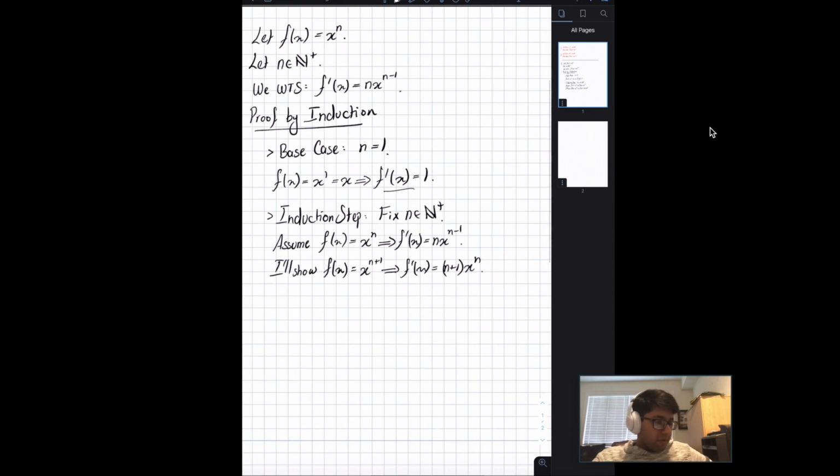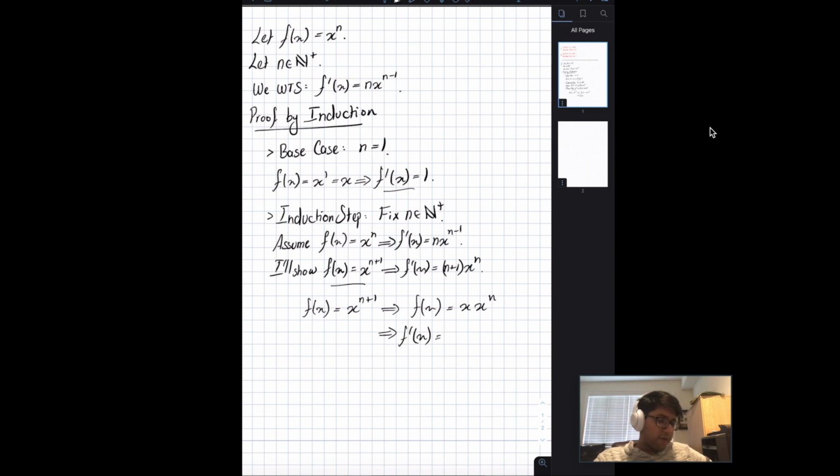So let's begin. Let's assume that I have f of x, and let's say that f of x now is equal to x to the power of n plus 1. Ideally, I should have named this some other function like g of x, just to make sure that these two functions are different, but it's okay for now. Now notice that f of x equals x to the power of n plus 1 is the same thing as f of x is equal to x times x to the power of n. And now I'm going to compute the derivative using the product rule.